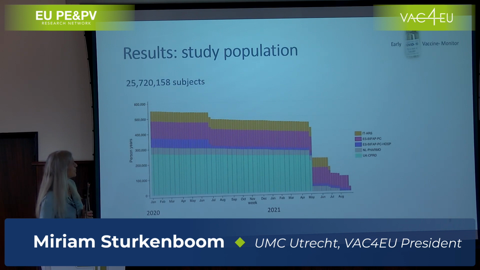So here, shortly, the study population. This is from the final analysis. So you see the largest is CPRD in the UK up to May 2021. Then the Italian, the Tuscany data, slightly longer until July. The data from BIFAP here, the primary care, and then for a small piece also those linked to hospital data.